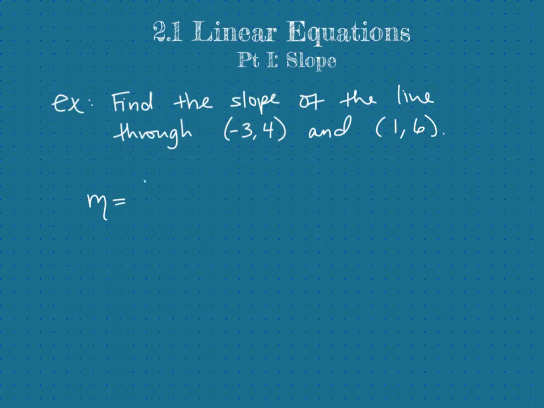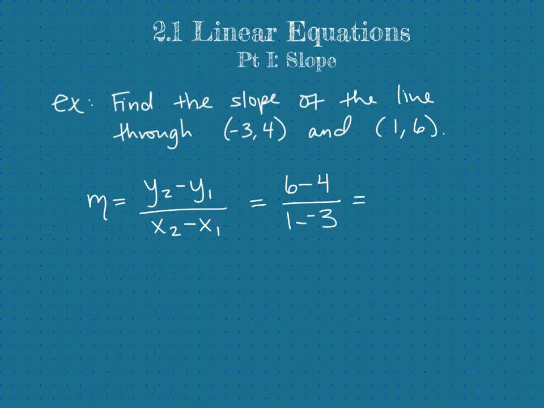So I'll rewrite it. Our change in y divided by our change in x. Now it doesn't matter the order that you subtract really at first, as long as you keep the order the same. So if we do 6 minus 4 for our y's, then we have to start at this coordinate point and do 1 minus -3. So I'll do that. We'll do our second y minus our first y. So 6 minus 4. And then our x minus our first x, so 1 minus -3. 6 minus 4 is 2, and 1 minus -3 is 4. And this simplifies to 1/2.